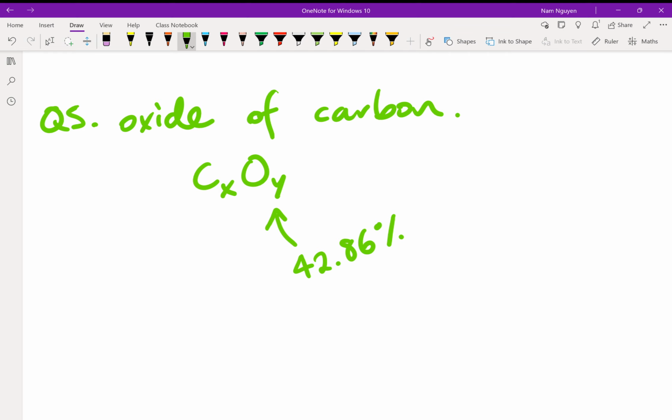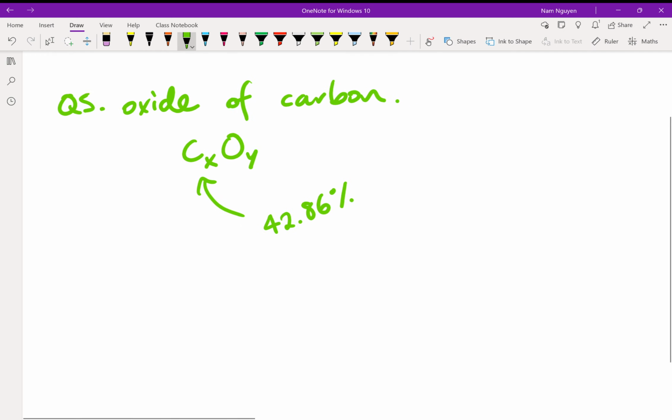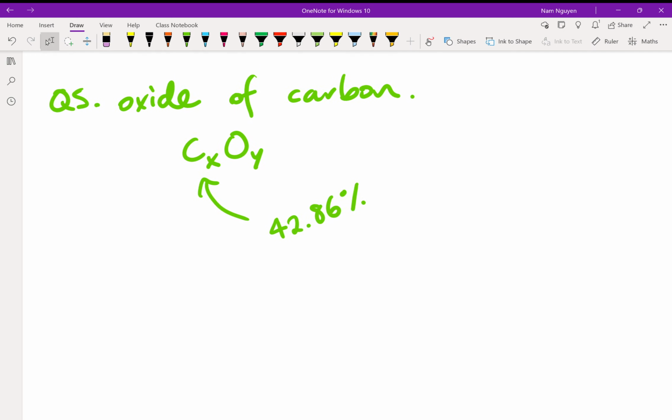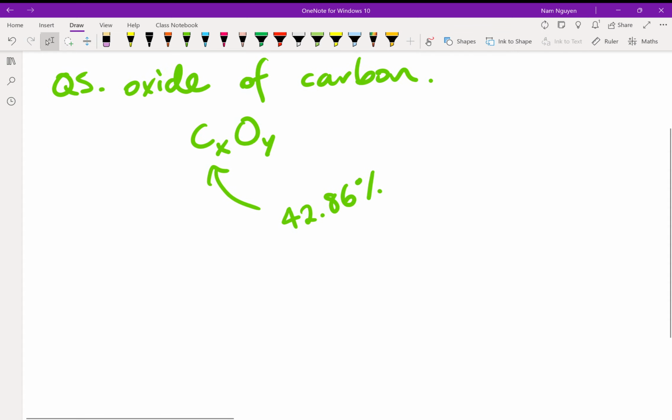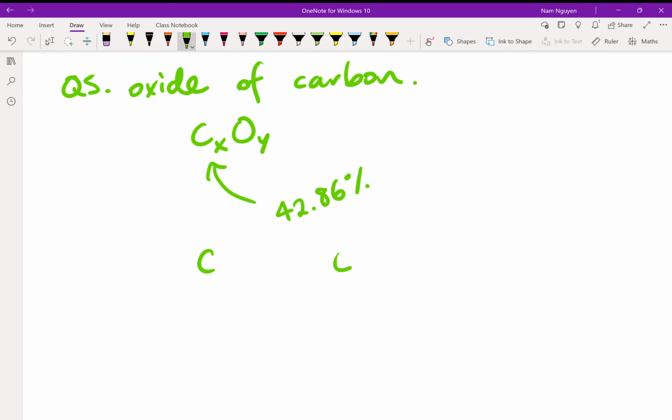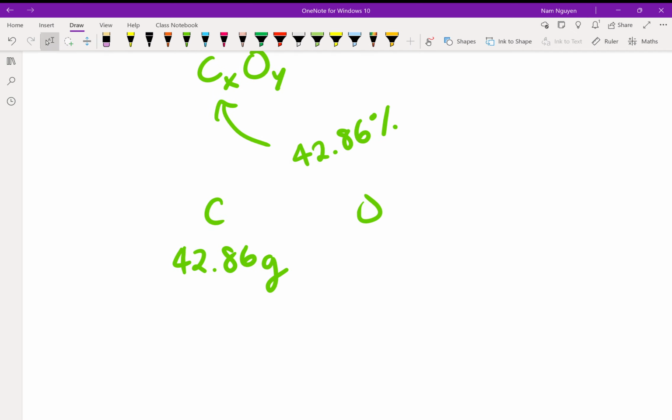42.86% of its mass for not oxygen but carbon. Sorry. So what we learned yesterday is that to make things simple, we just assume that we have 100 grams of the substance. And therefore, we have 42.86 grams of carbon. So you just go, all right, carbon, oxygen, I have 42.86 grams.